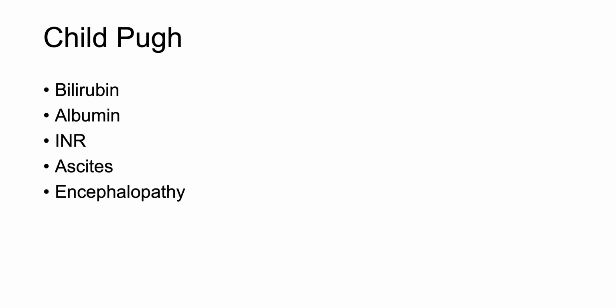So Child-Pugh is a calculation I used as a student to determine risk of rebleed after a first variceal bleed in a patient with cirrhosis. The parameters that it uses will be bilirubin, as a surrogate marker for liver failure, albumin and INR for synthetic function, and then ascites and encephalopathy as markers of decompensation.